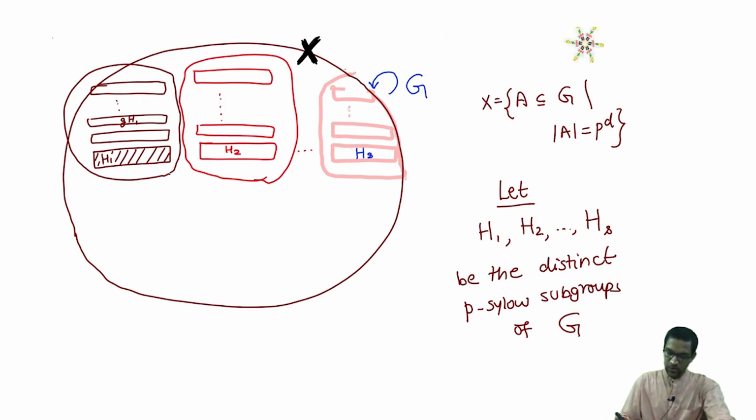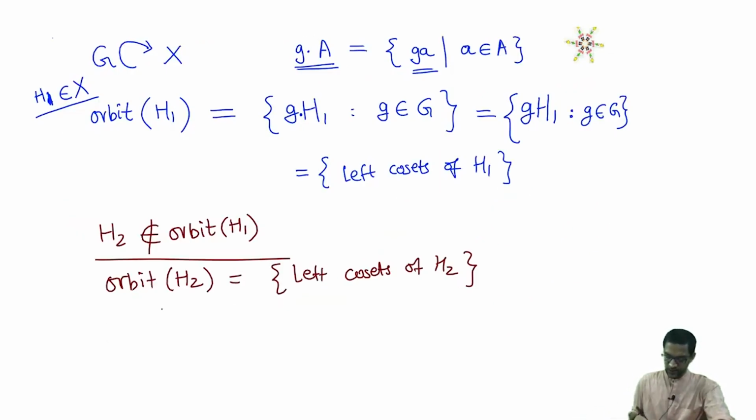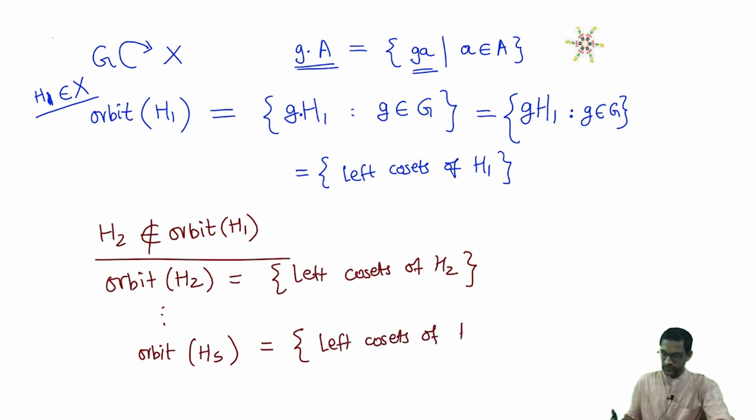So what have we done so far? We have produced some elements of X, or rather we have produced some orbits inside the set X. Now how many elements of X are accounted for in this way? In other words, how many elements are there in each orbit? What's the cardinality of each orbit? This holds all the way till the orbit of the last guy, which is just going to give me the set of all left cosets of Hs.